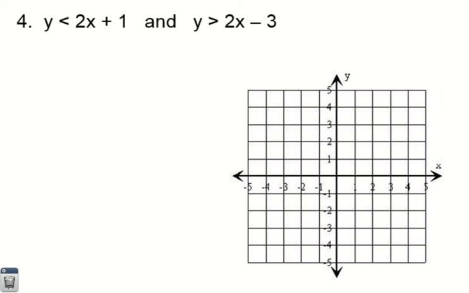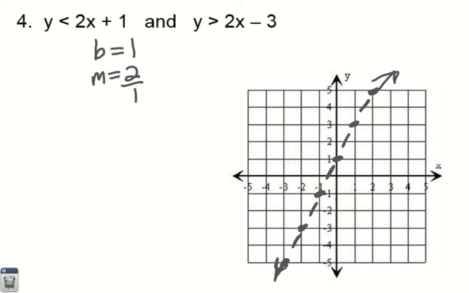Another example. This has got to be the last one. All right, so b equals 1. m equals 2. Since it's slope, I might make it into a fraction. Begin with b, move with m. It's less than, so is it solid or dashed? Dashed it is. So we have a dashed line here.